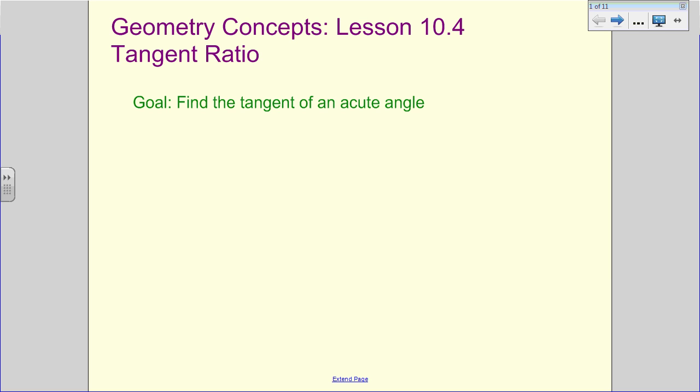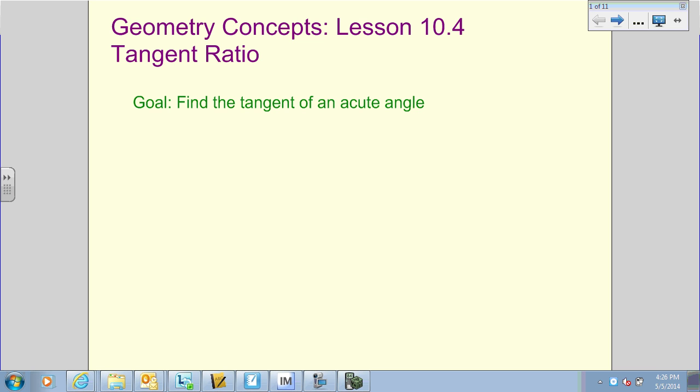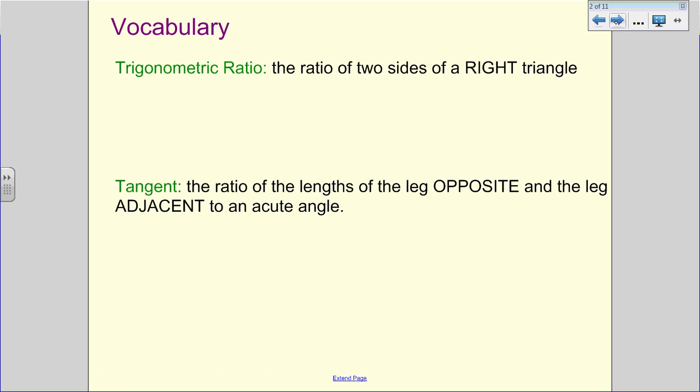Ladies and gentlemen, we're going to take a look at lesson 10 for the tangent ratio. So we're going to introduce a couple of vocabulary words. Some of these you may have heard or seen simply because you've been using a calculator. But our goal today is to find the tangent of an acute angle, and it's important to realize that we're working with acute angles. Two words, trigonometric ratio.